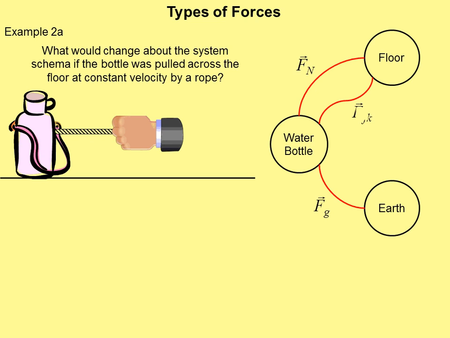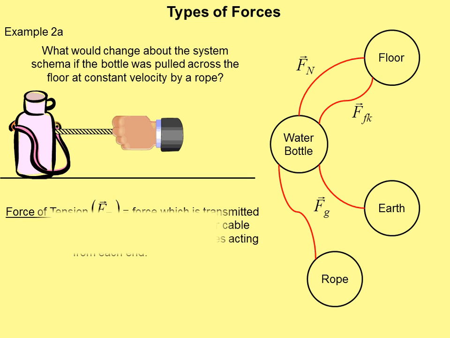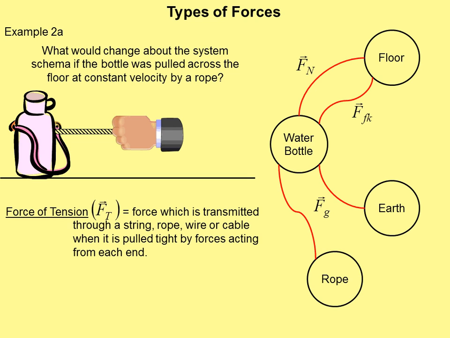This time, what else is the water bottle interacting with? Well, it's touching the rope. And so the rope is interacting with the water bottle. And when ropes or strings or wires or chains apply forces, they have a special name. You might have heard this before. It's called a force of tension, F sub capital T. So this is a force that's transmitted through a string, a rope, a wire, cable, chain, when it's pulled tight by forces acting from each end, right? There's a force of the rope pulling on the water bottle, and there's a force over here with me. Right? So that's a force of tension. Put on there.